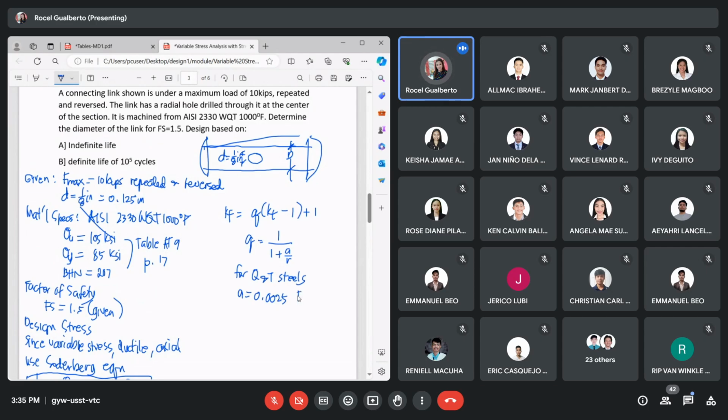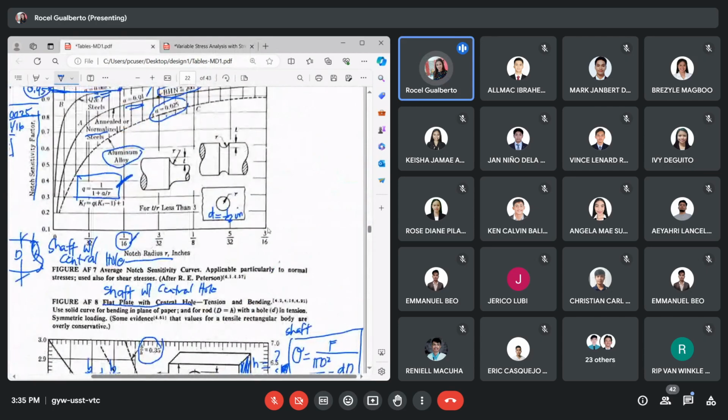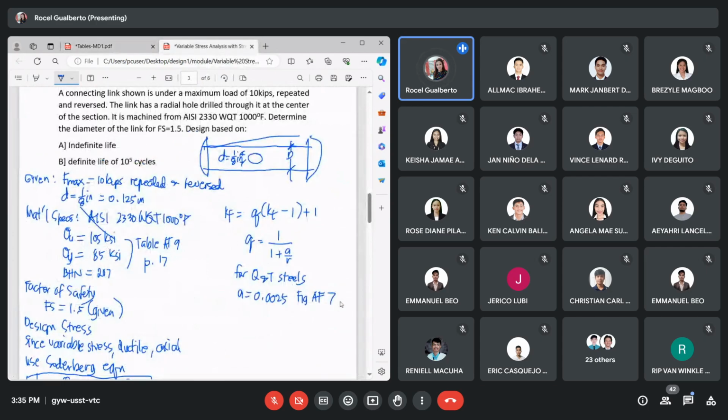That is from figure AF7. Let's check if what I said is correct. Figure AF7, for quenched and tempered, 0.0025. Okay, on page 22. So that is what we put here. Page 22.